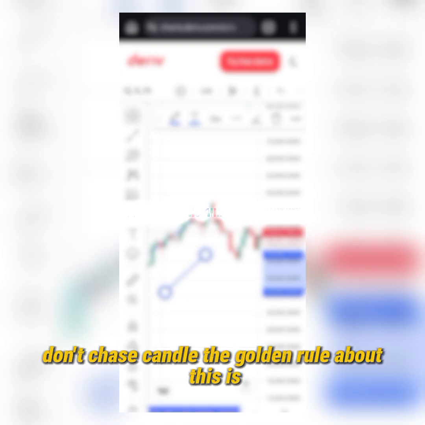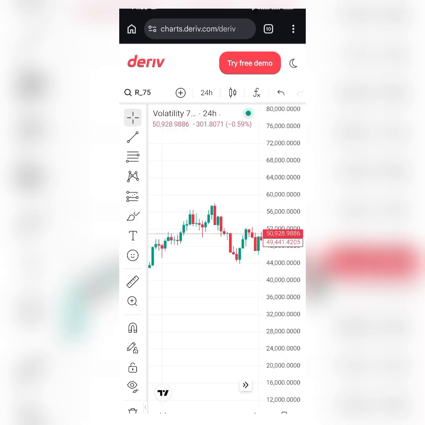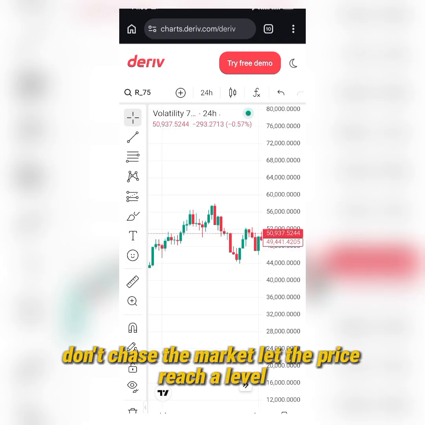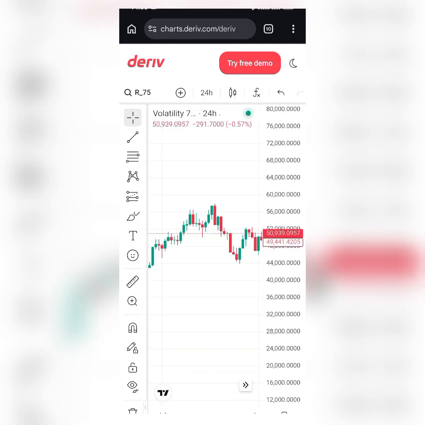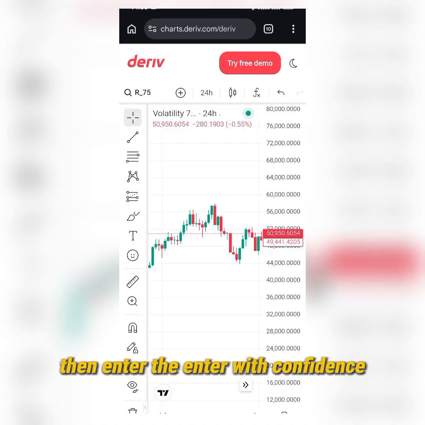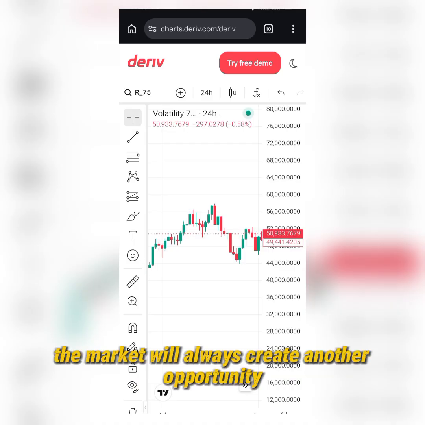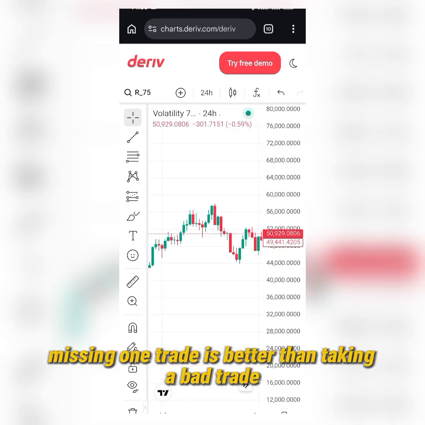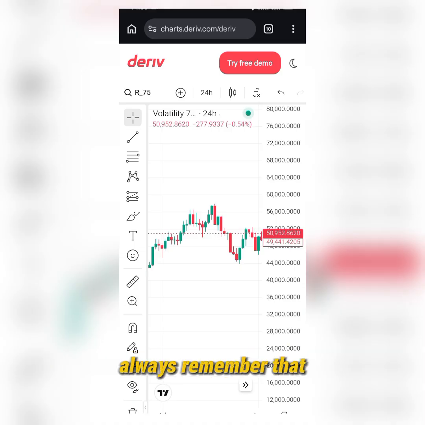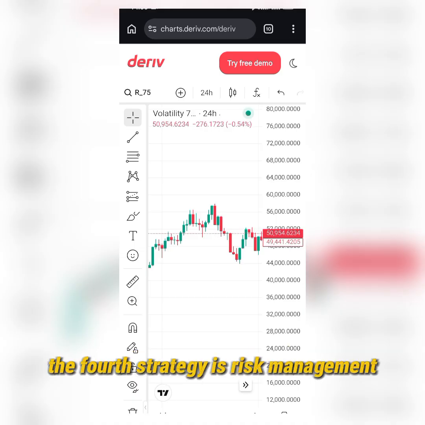Don't chase candles. The golden rule about this is don't chase the market. Let the price reach a level. Wait for confirmation, then enter with confidence. Remember, the market will always create another opportunity. Missing one trade is better than taking a bad trade. Always remember that. The fourth strategy is risk management.